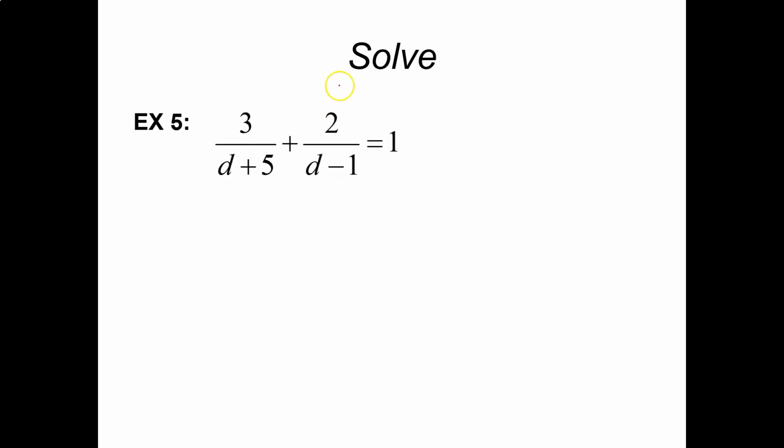So, since I forgot last time, let's go ahead. Excluded values. What would they be here? X cannot equal negative 5, and X cannot equal 1. So if we get negative 5 or 1, we have to throw those answers out. All right, least common denominator. What should we use here?